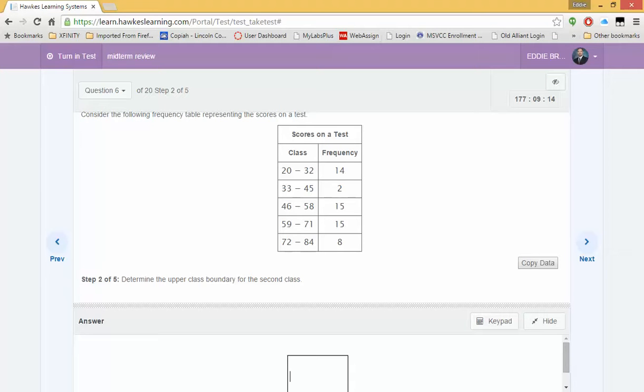Alright, determine the upper class boundary for the second class. The second class is here. Here's the upper class limit. We said we were going to add 0.5 or subtract 0.5, depending on what term we're at. Since I'm at the upper limit, if I want the upper class boundary, you add 0.5. So 45.5 will be the upper class boundary.